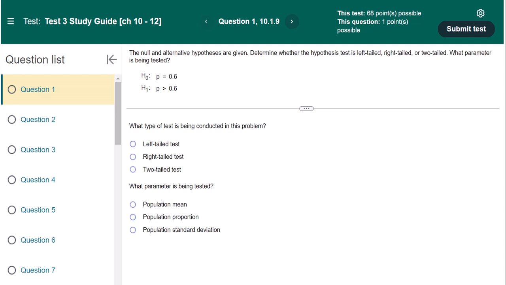In this video, I'm going to work out a solution to the questions in the study guide. First question, the null and alternative hypotheses are given. Determine whether the test is left, right, or two-tailed, and what parameter is being tested.